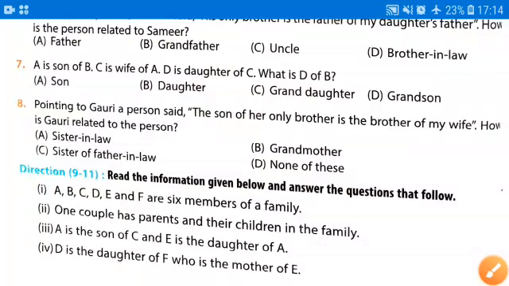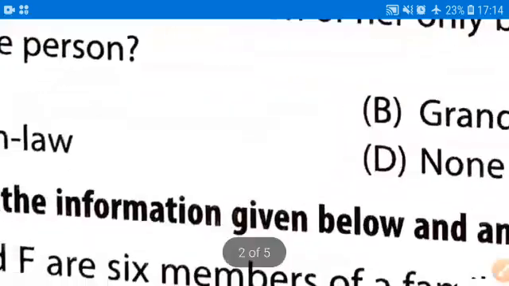Okay, now coming to question number 8. Pointing to Gauri, a person said, "The son of her only brother is the brother of my wife." How is Gauri related to the person? Okay, for solving this question, we have to make the family tree.